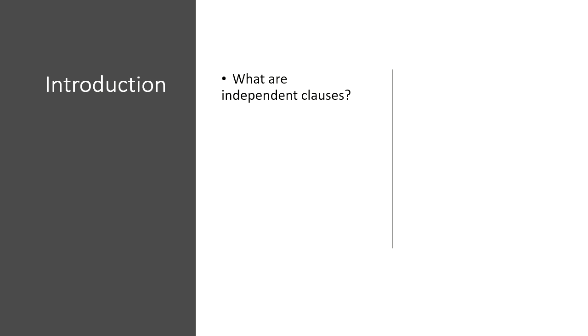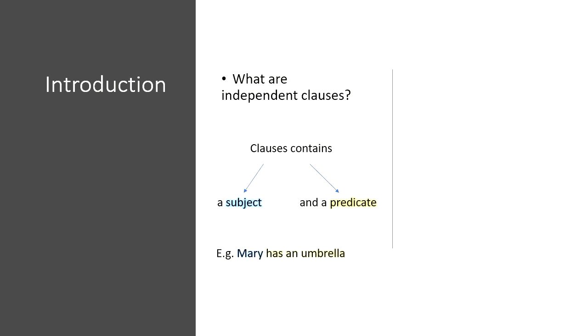What are independent clauses? A clause contains a subject and a predicate. For example, Mary has an umbrella. Mary is a subject, while has an umbrella is a predicate. Independent clauses can stand alone as a sentence.